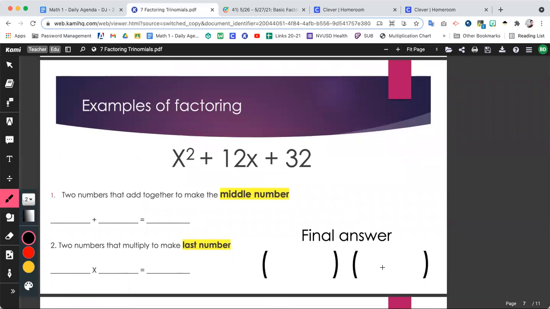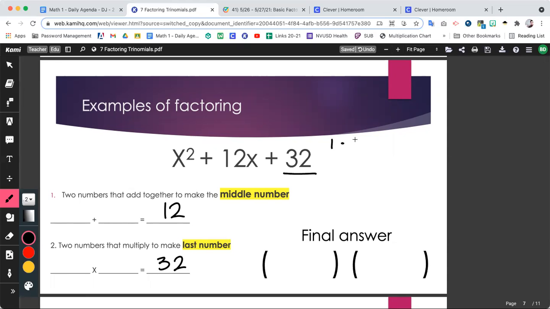Okay, here we have x squared plus 12x plus 32. So again, looking at the two questions I have to answer, I need two numbers that add up to the middle number, which is 12, and two numbers that multiply to be the last number, which is 32. Okay, so I'm going to start the same way. I need factors of 32. What are numbers that multiply to make 32?